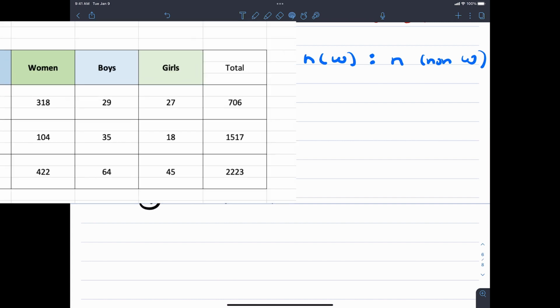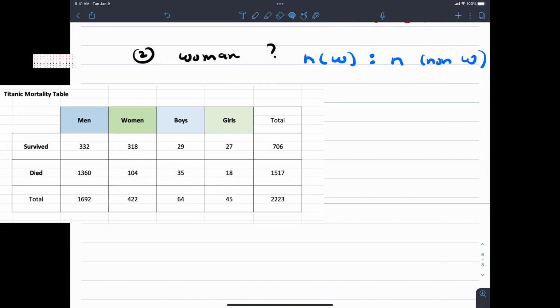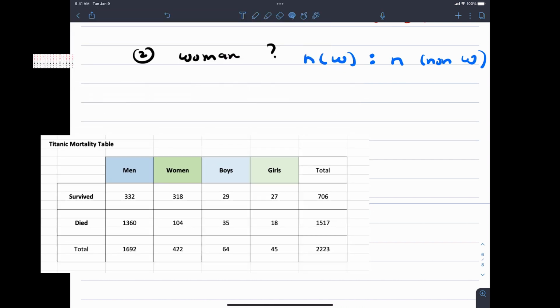So could you tell me, reading the table, how many women are in this table here? 422. Good job. Okay. Now, how many non-women are there? You know what I would do? I take 2,223 and I subtract the 422. Is that right? Do you guys see what I'm saying? I take the total and I subtract the number of women. That's the number of non-women. So there's a little bit of critical thinking there.